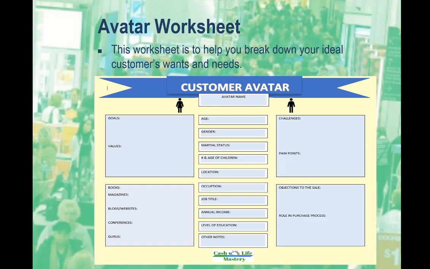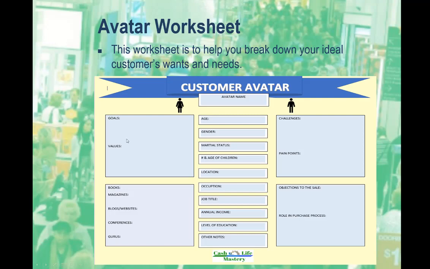Okay, so here's the worksheet, guys. You should have gotten these either in the group, from the link in the group, or in your email. And if you need them, let me know. And this worksheet is going to help you break down your customers' wants and needs. And we're actually going to go over and fill out this worksheet with you as we're online tonight. So we'll give you an example and show you how to fill out each section and why each section is important to creating your avatar.